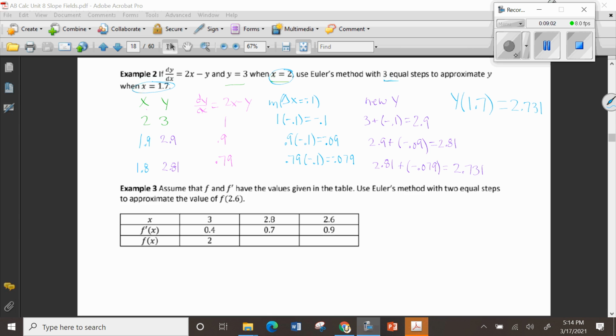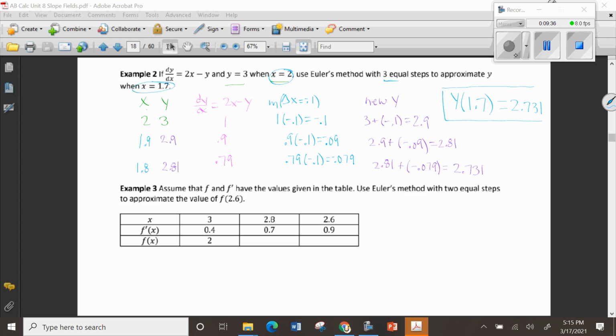All right, hopefully you got 2.731. If not, go ahead and pause the video and look at the table and see if you can identify where you went wrong. But again, the process is you start with an x and a y value, you find the slope, you take that slope times the change in x that you are trying to build onto it. So it's not always 1, so you've got to think about what that change in x is. And then you add that change to your y value. So it's kind of like building the bridge as you go.